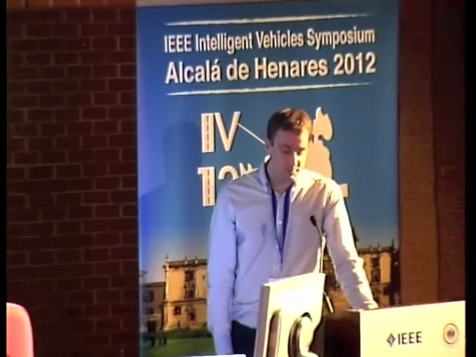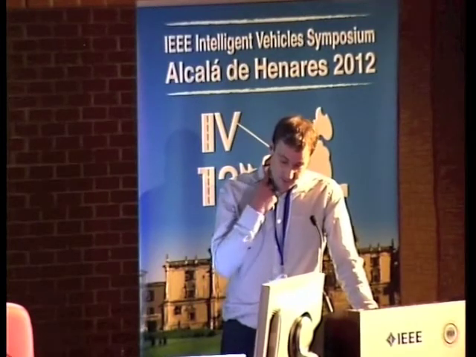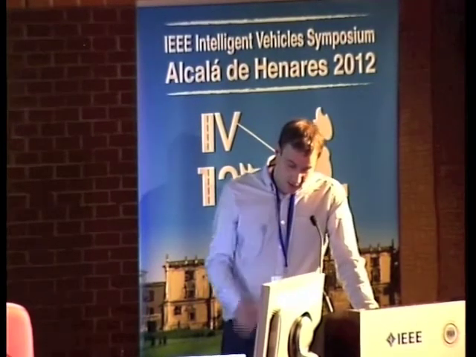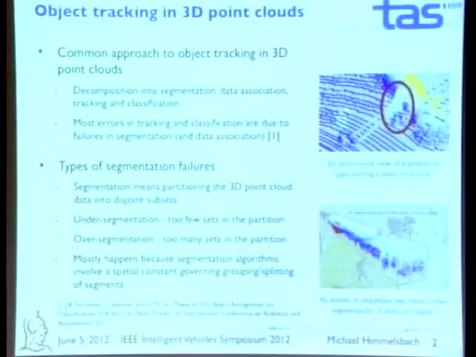And it's not only our experience, but also that of colleagues from Stanford. Alex Teichmann published a work at ICRA last year that most errors in tracking and classification are due to failures in the first component of this architecture, which is segmentation, and then with wrong segmentation you probably get problems with data association as well.